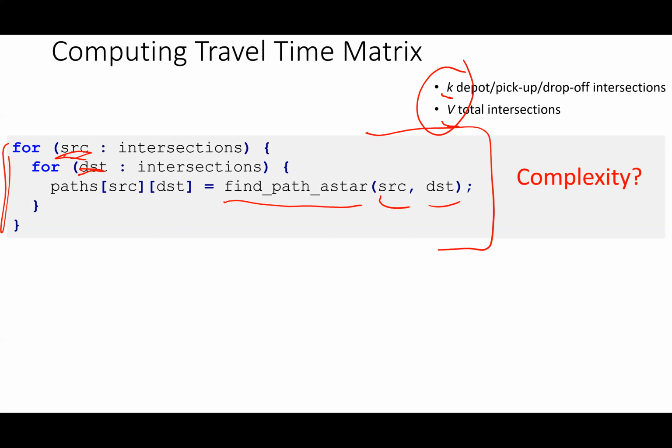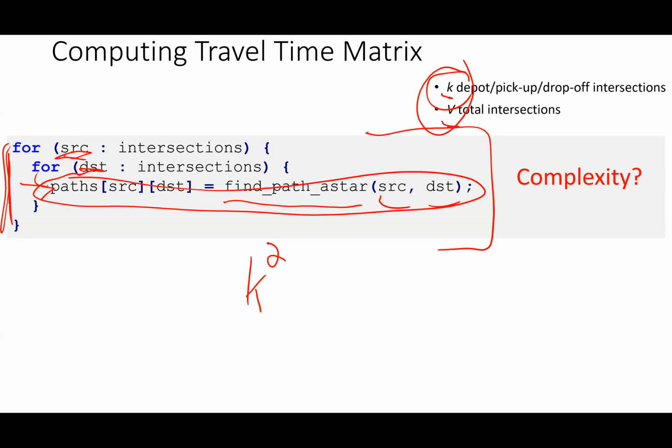So let's break this down. How many times am I going to call this pathfinding algorithm? What do you think? Right, except I called it k this time. I like to change my variables sometimes. So let's say the number of interesting intersections was k, and you said k squared, right? Okay, so we got k squared times whatever this takes.